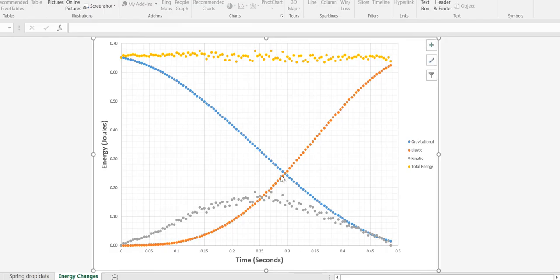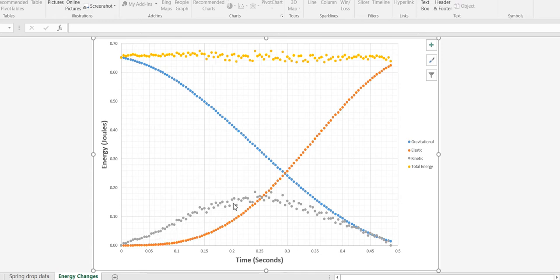Okay, let's go back and look at this. So in the middle region, we've got quite a bit of elastic potential. We've still got relatively half of our gravitational potential, and we've got a fair bit of kinetic as well. So our middle would be about here. Okay. Again, added together, this gives us a constant total or sum of energy.